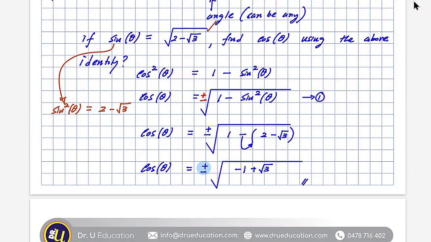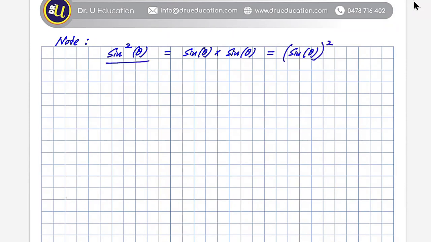So now, I will give you this small note. When we write math expressions, we write sine squared theta like this. This is a language. Sine squared theta is nothing but sine theta multiplied with sine theta. Sometimes you can say sine theta, the whole thing raised to the power 2. So when you see this one, you have to understand this is nothing but this.